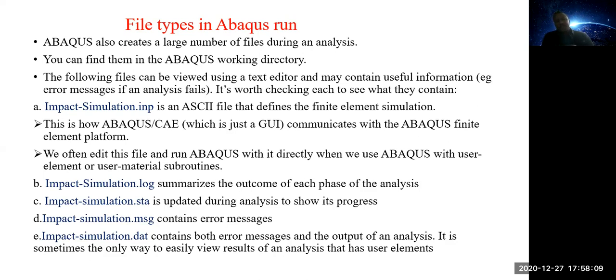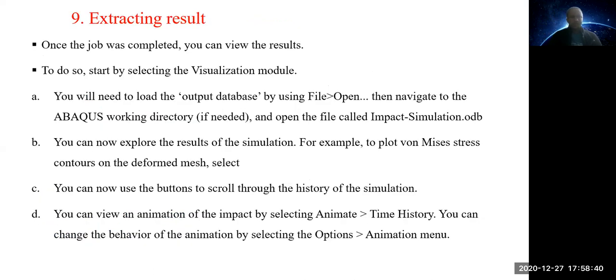The log file summarizes the outcome of each phase of the analysis. The sta file is updated during analysis to show its progress, and the msg file contains error messages. The dat file contains both error messages and output of the analysis. So it is sometimes the only way to easily view the results of an analysis that has a user element.